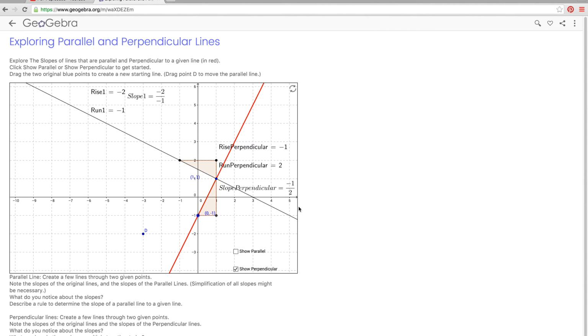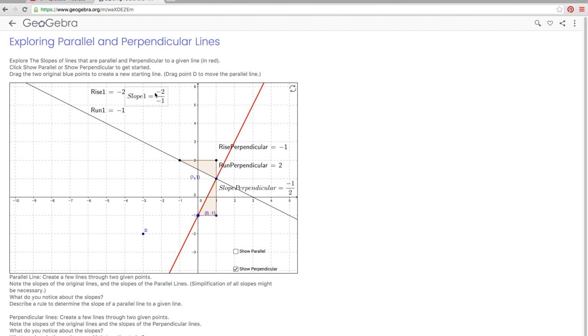What we should be noticing is that these are negative reciprocals. Now that's probably a weird word that you've never heard before. What I mean is one of these lines will be positive and one of them will be negative. So you'll see here this one's positive and this one over here is negative. But they're also what we call reciprocals.